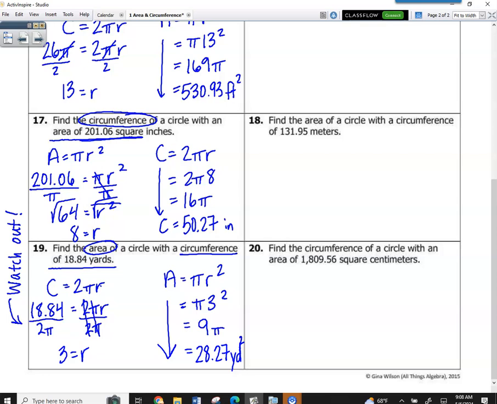All right, so I worked the odd. You need to have all the odd done because I just worked them. And then you need to finish the even. And this is a practice grade.